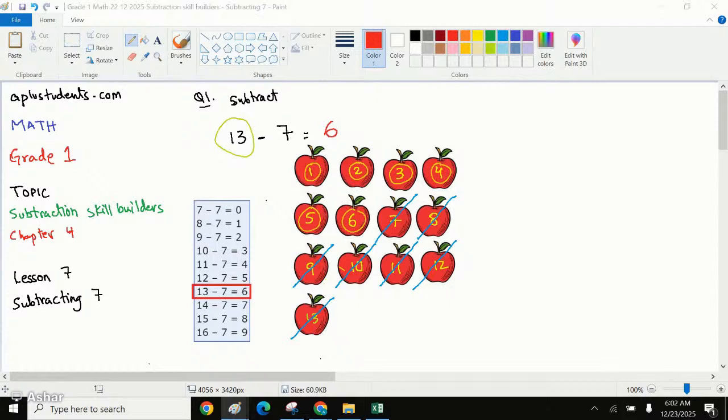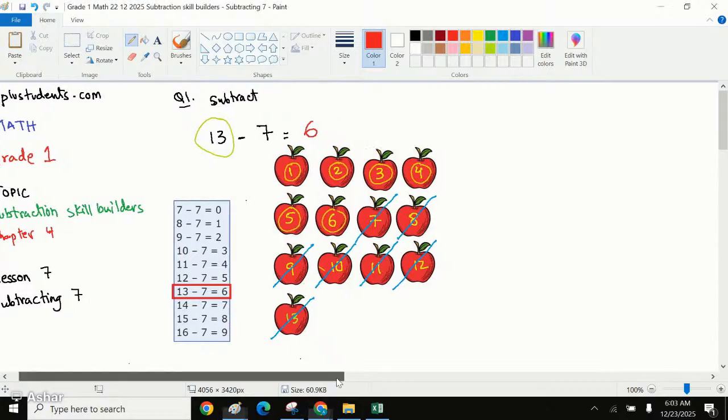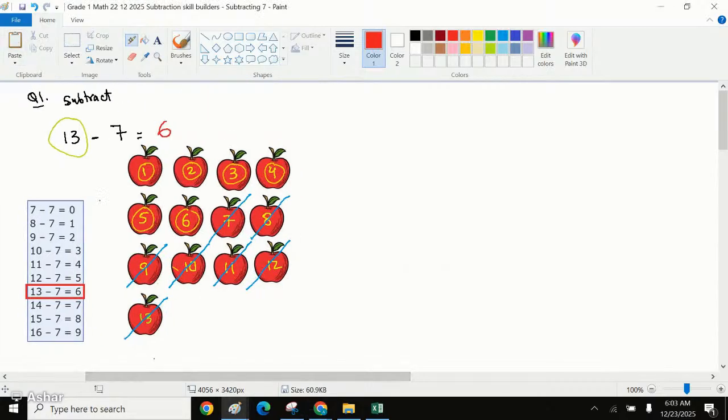Let's look at the next question and let's pick up an object. Okay, let's look at question number 2. I'll just copy the question so that we do the same question. The next question says, question number 2 says, subtract 16 minus 7. Okay, so that means we have to remove 7 from 16.